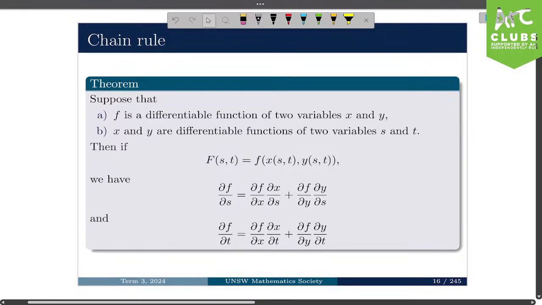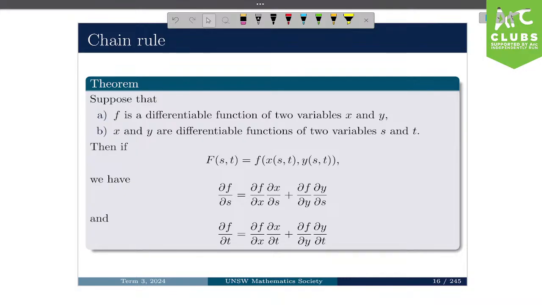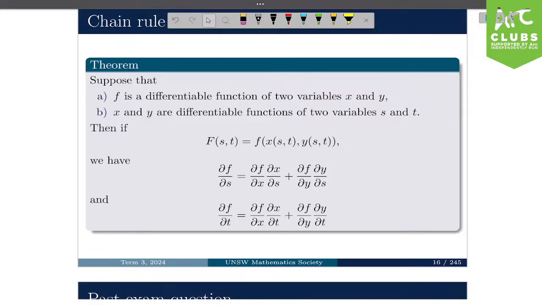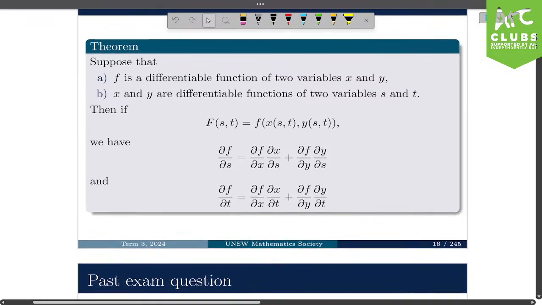And as for the chain rule, suppose that f is a differentiable function of two variables x and y, and x and y are differentiable functions of two variables s and t. So then if a function in terms of s and t is equal to another function in terms of x and y, where x and y are also functions of variables in terms of s and t, then the derivative of f with respect to s is equal to the expression just there, and likewise for the derivative of f with respect to t. This is kind of similar to basic high school math.